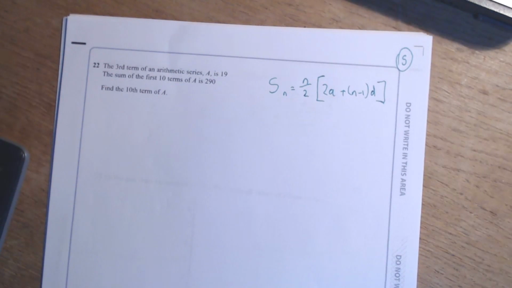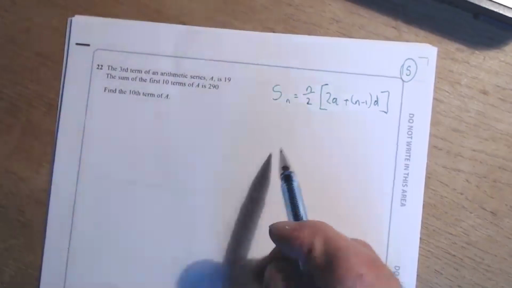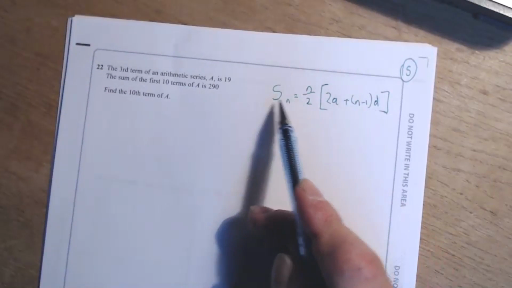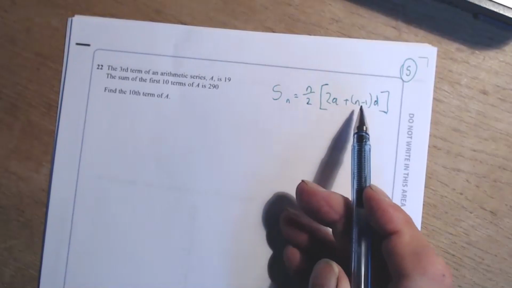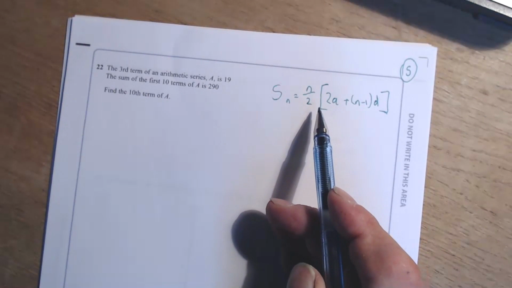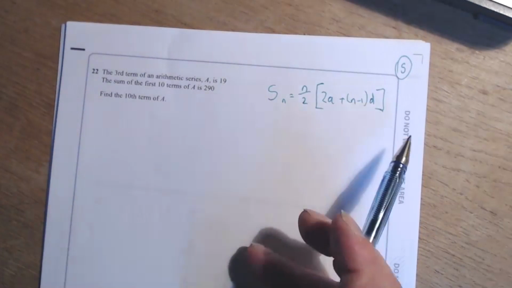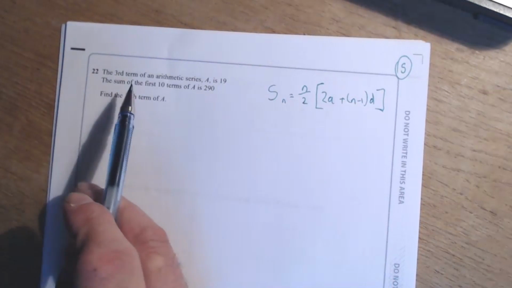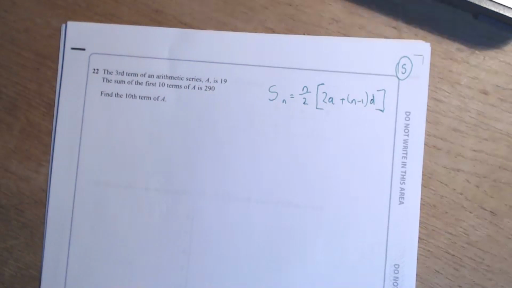Right, now the next topic I wanted to look at is sequences. Now I think this is bound to crop up because this is the new topic that's been brought into the IGCSE. So remember, we're given this formula on the formula sheet at the front of the paper. This allows us to work out the sum of a number of terms in an arithmetic series. So, remember that's given, so that's why I've included that over here. Now our first statement is the third term of an arithmetic series A is 19.